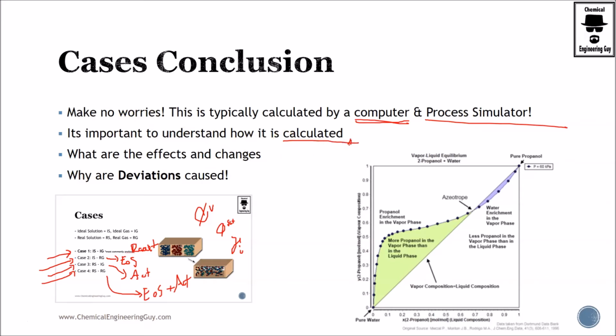In my opinion, this is a very quick overview on whether or not you can use certain types of models, and why not, or why yes you can. What are the effects and changes?